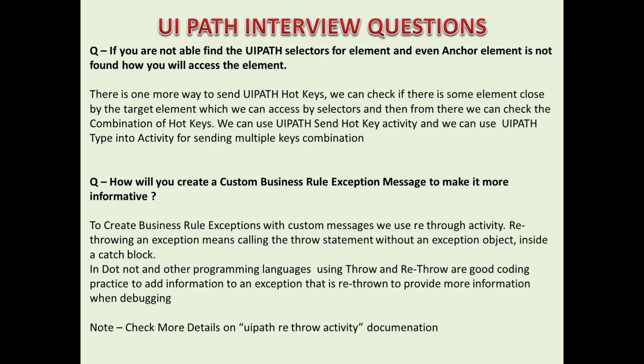Now the next question from the interviewer is: if you are not able to find the UiPath selector and even the anchor element is not found, how will you access the element? There is one more way to perform actions in UiPath, that is by sending hotkeys. We can check if there is some element close to the target element. So let's say you want to click a button, but you see there is an image icon or a logo nearby, so you can click on that and then take some actions from there.